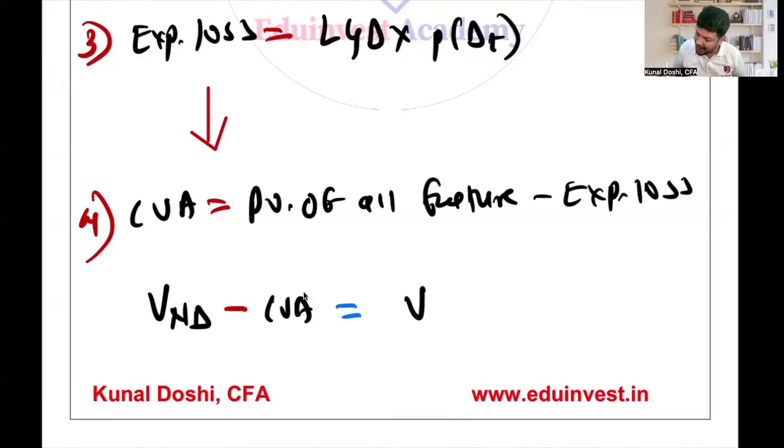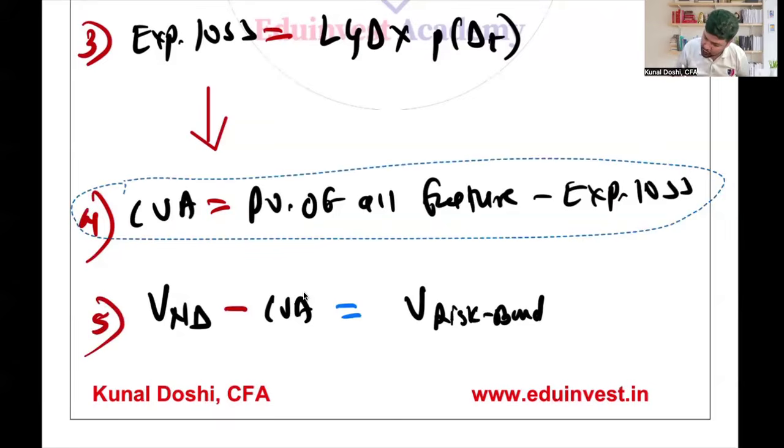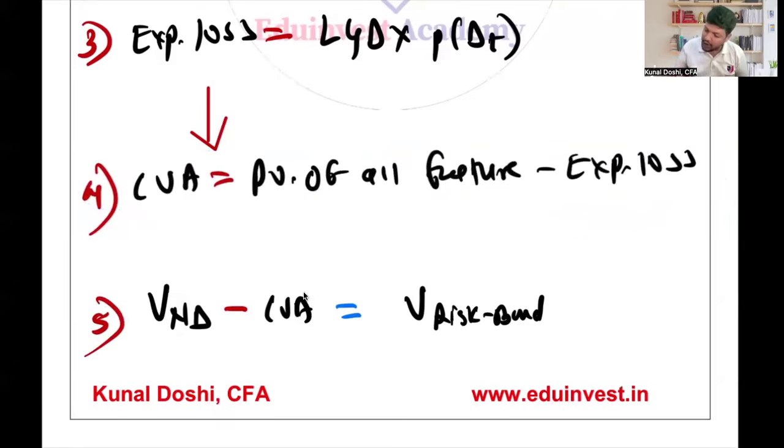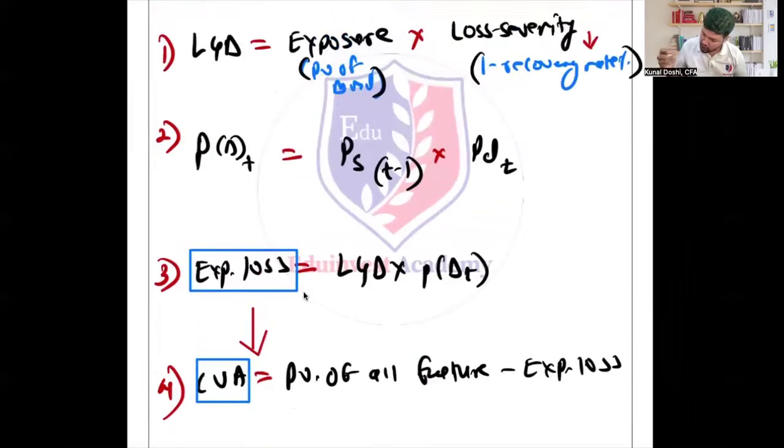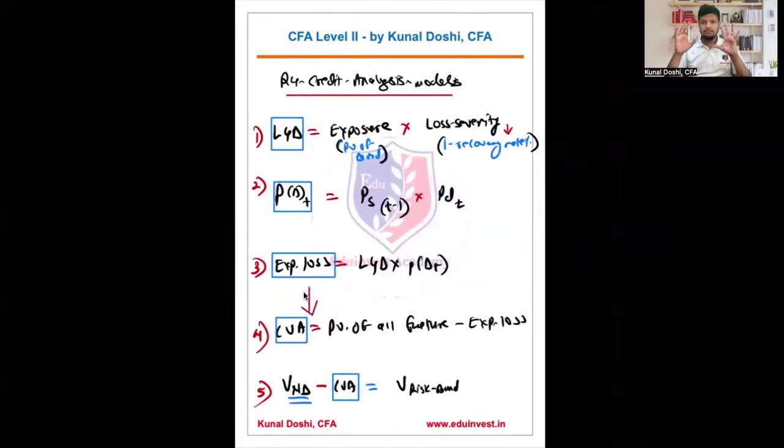So if I want to find the value of a risky bond, everyone, remember the yield of a risky bond is higher, so its price is low. So its price is low compared to a risk-free bond with no default. The difference between both is your CVA. See the connection: CVA, expected loss, probability of default and loss given default. Honestly, these are all the formulas that you need.